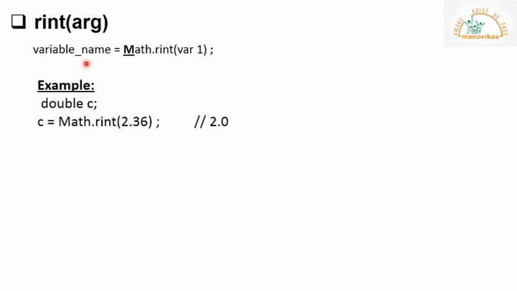Example, now the first one is rint of 2.36. Now 2.36 is a decimal value which will be rounded using this rint function, and the return type of this function is a double data type, so the resultant variable is declared as double. The condition is, after the decimal point, if the value is more than 0.5, then it will be converted to the next integer value.